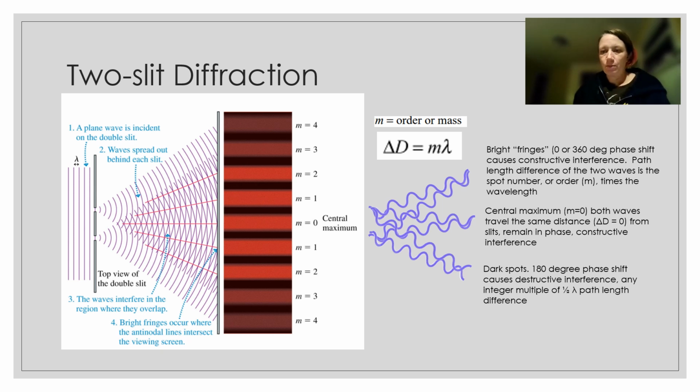Just as a point of clarification, the dark spots are going to be caused by 180 degree phase shifts. In other words, there's a half of a wavelength difference in the distance traveled, and that basically causes destructive interference when a crest lines up with a trough.